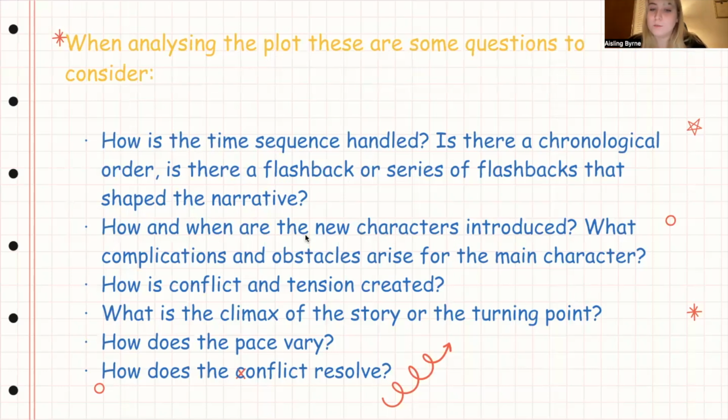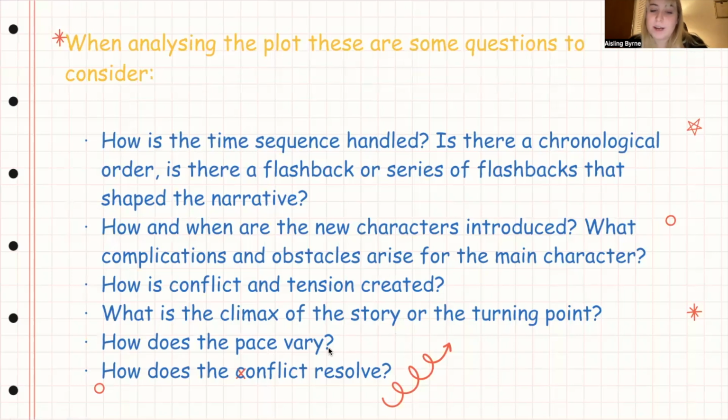What complications, what obstacles arise for the main character? So what's happening in the story? What's our main character faced with? Is everything just going fine and we're going in a straight line, or is there some sort of rising action, falling action? How is the conflict and tension created? How does the author create this tension and conflict? What is the climax of the story or the turning point? So when do we reach the peak in the story? Is it in the middle? Is it near the end?